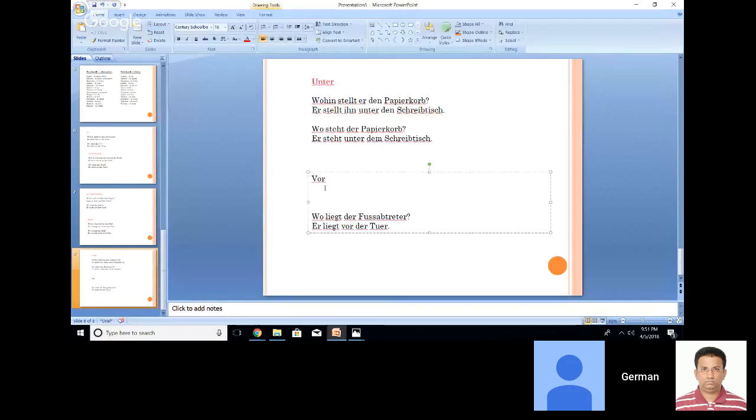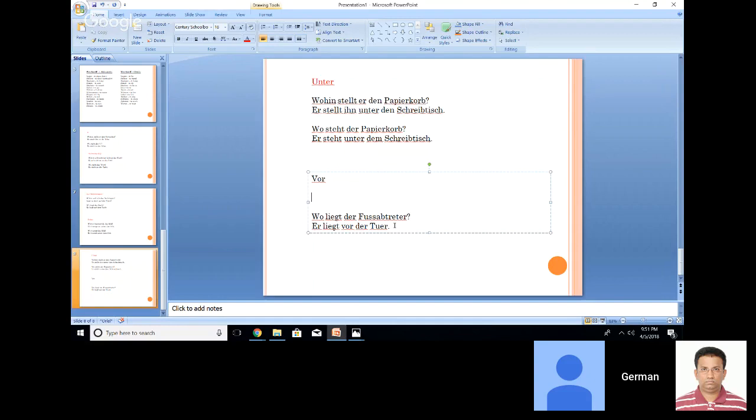What would be the question for accusative? I don't know the meanings for these two words. I just wanted to understand this. Okay. Wo liegt der Fußabtreter? Where does the doormat lie? Where is it situated? It is situated in front of the door. It is already lying there. There is no action being involved. That's why it is dative.